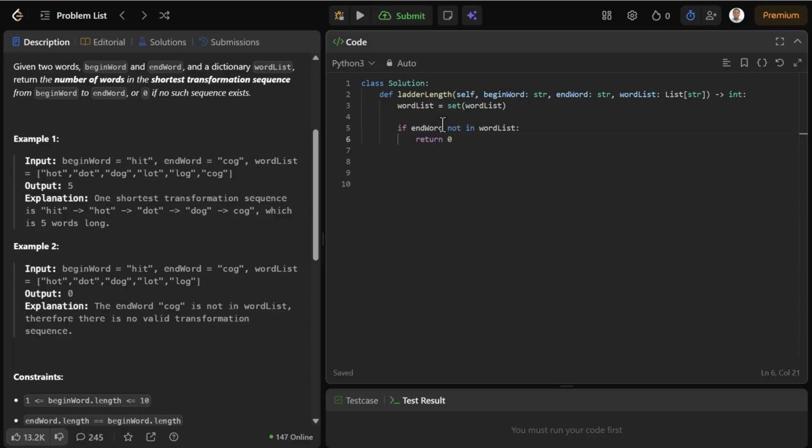So what I'm doing here is that if my endWord from this particular example is not part of the word list given, then just return 0. Once I'm done with that, I can go ahead and add the beginning word, because don't forget that we want to traverse from the beginning word to a particular end word in the word list. All right, so let's do that.